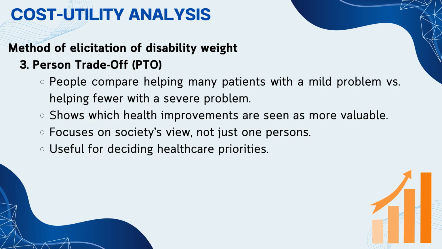The third one is the person trade-off. The person trade-off method focuses on society's perspective. Here, people compare helping many patients with a mild condition versus helping fewer patients with a severe condition. This method shows which health improvement society values more, and it is useful in setting healthcare priorities.